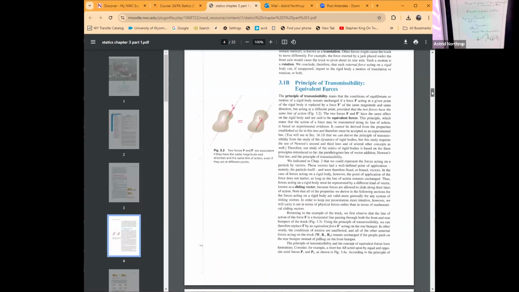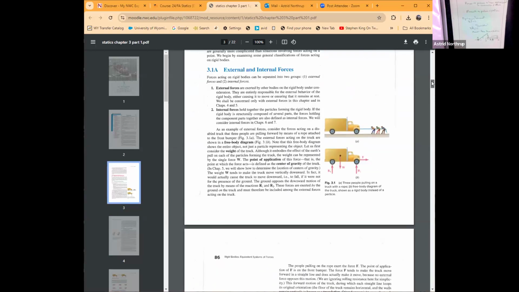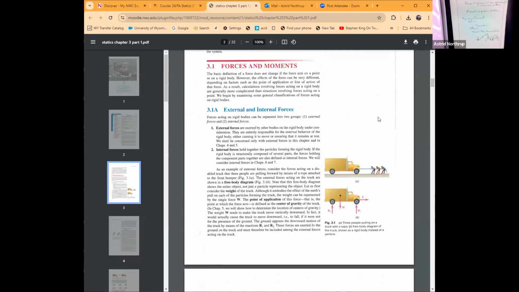Now, there are some ideas about forces that they talk about here that are important, but the first is the difference between an external force and an internal force. An external force is something that you apply to an object, and an internal force is something that comes about because of the body itself. For example, weight is a force, but it's not external to the object. Pulling on an object with a rope would be an external force.